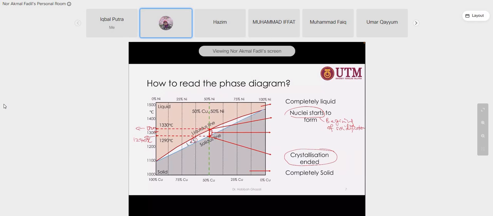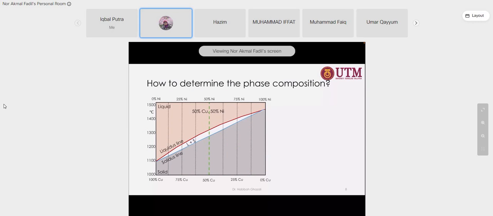So in between, there are liquid and solid phases in equilibrium. What phases exist at 1,200 degrees Celsius for this alloy? What alloy? The 50% nickel. So it will be liquid and solid. What are the phases? Liquid and solid. What is the composition?